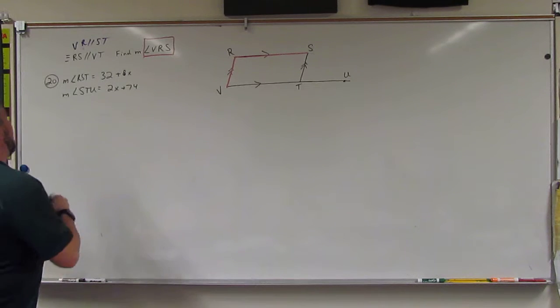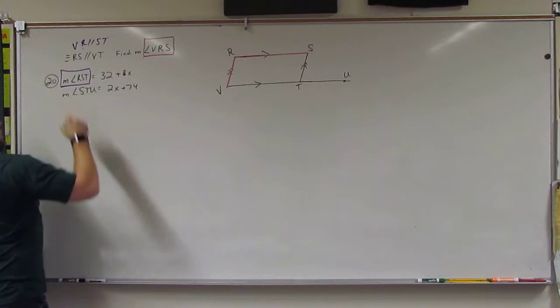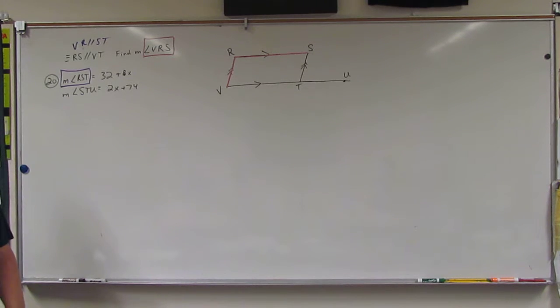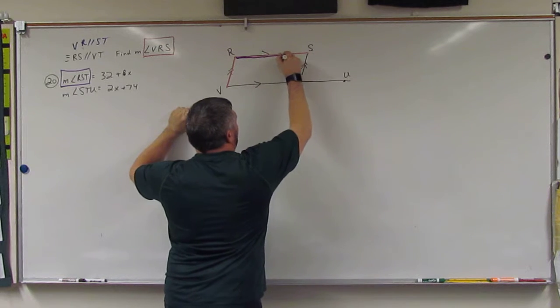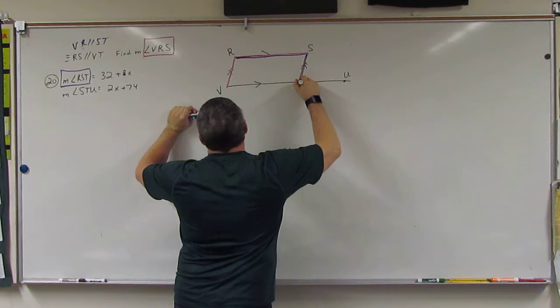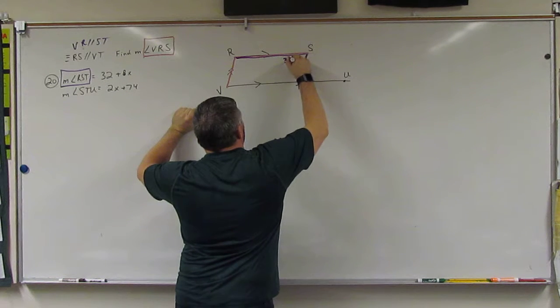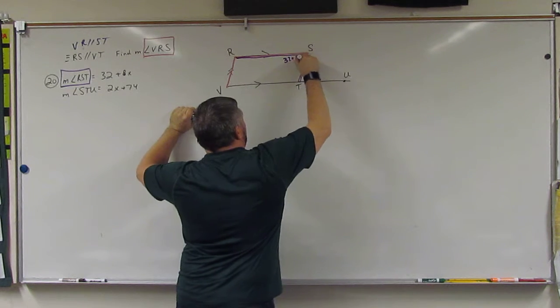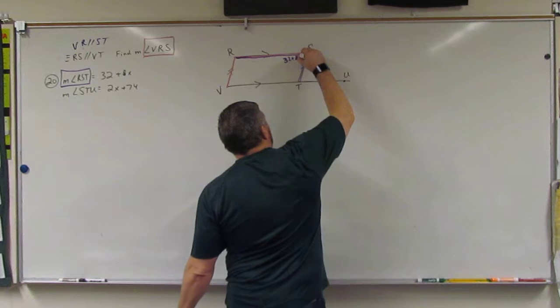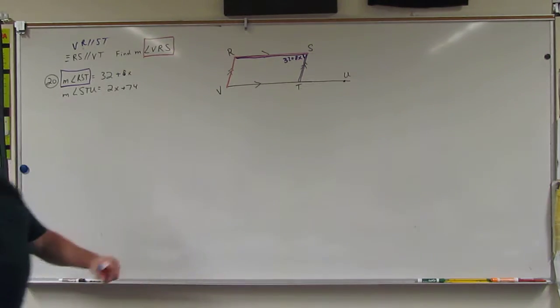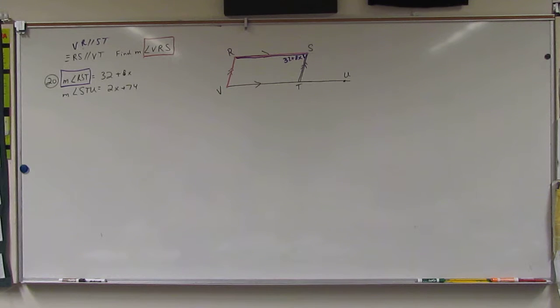So, in purple, I'm going to use RST. Okay? So RST is this guy. RST. And that's going to be 32 plus 8x. Okay? So that's RST. That's this guy right here. 32 plus 8x.